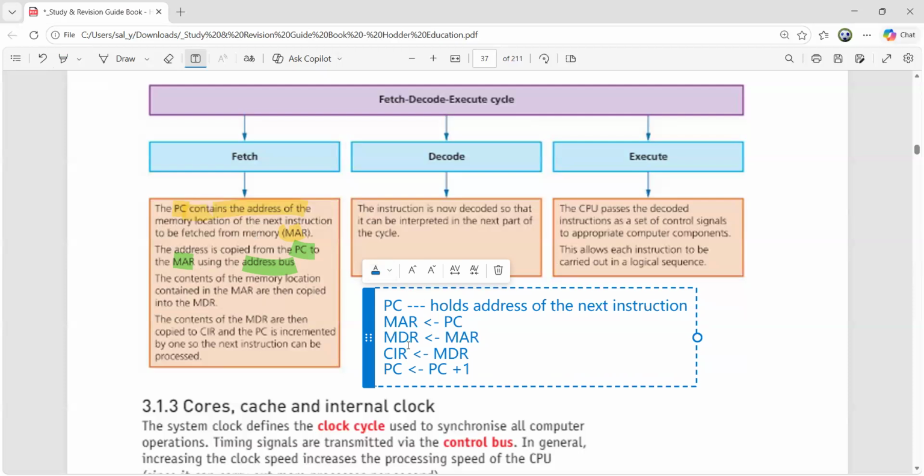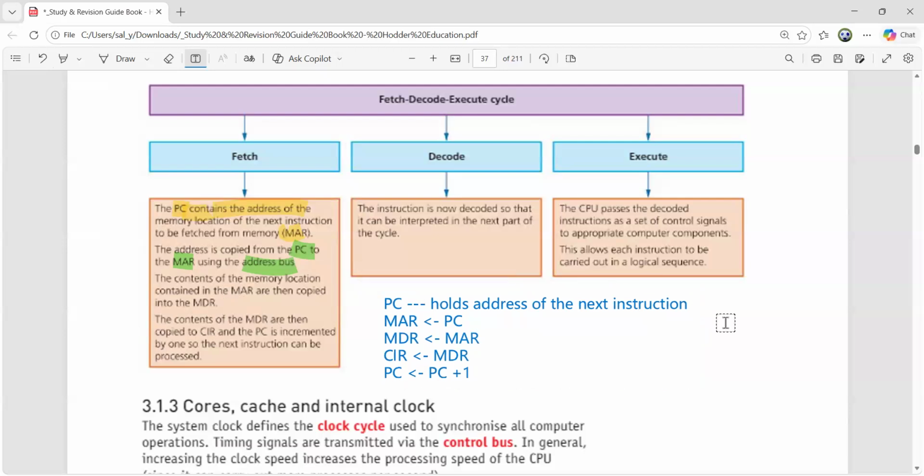First of all, PC is holding the address of the next instruction. From PC, it's copied to MAR as is mentioned here. From MAR, it moves to MDR as is mentioned here. And remember, MDR is holding the contents or the data or the value. So any of these words mentioned in the paper, whether they say contents, value, or anything similar, they're talking about MDR. You will take it as your MDR. Okay, got it?